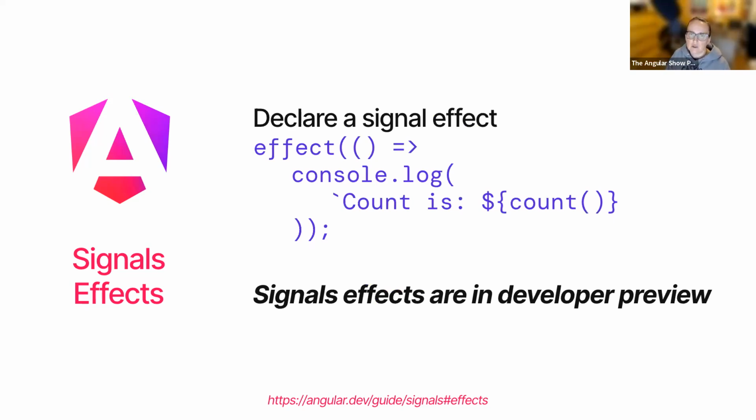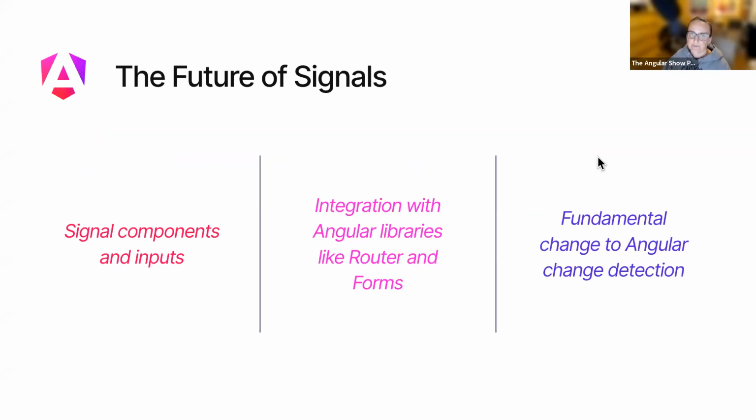So we basically use the effect function. We also pass it a callback function, and then anytime this count signal changes, it's going to console log this statement again. And you could put any code in here that needs to run anytime the signal changes.